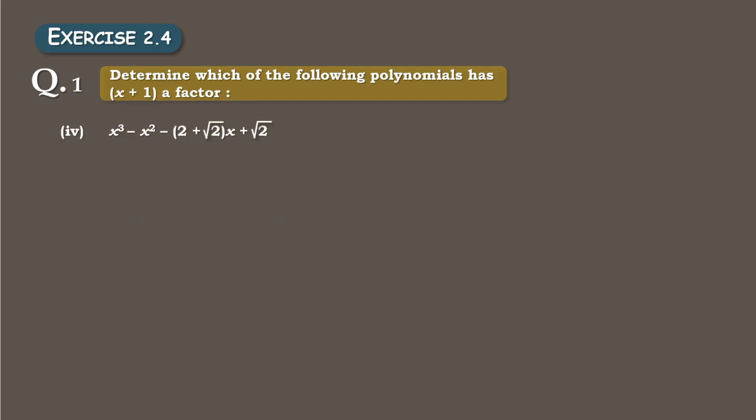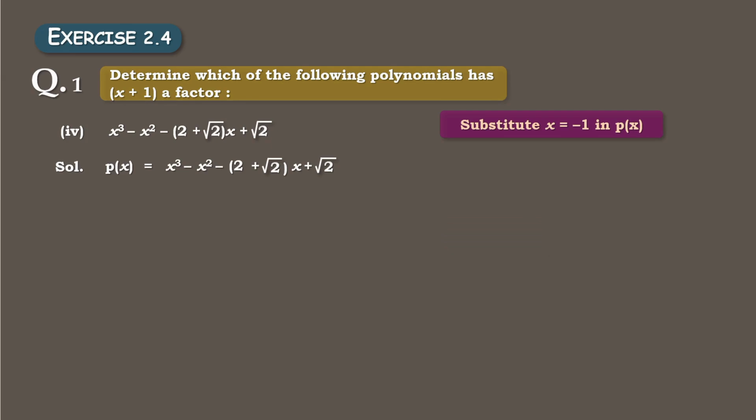Question 1, Part 4. The question asks us to determine whether the given polynomial has x plus 1 as a factor. The given polynomial is x cubed minus x squared minus the quantity 2 plus root 2 multiplied with x plus root 2. To check whether x plus 1 is a factor, we use the factor theorem. According to the factor theorem, if x plus 1 is a factor of a polynomial, then the value of the polynomial at x equals minus 1 must be 0.